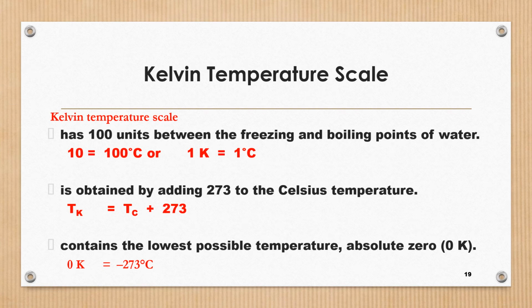Okay, for the Kelvin scale, like Celsius, it has 100 units between the freezing and the boiling points of water. So 100 Kelvin is equal to 100 degrees Celsius, or 1 Kelvin is equal to 1 degree Celsius. It's obtained by adding 273 to the Celsius temperature. So temperature Kelvin equals temperature Celsius plus 273. It contains the lowest possible temperature, absolute zero. Therefore, 0 Kelvin is equal to negative 273 degrees Celsius.